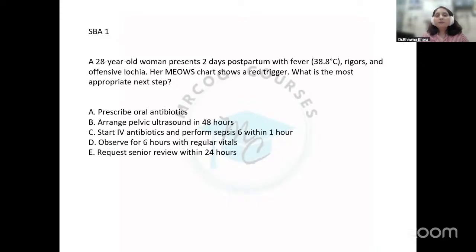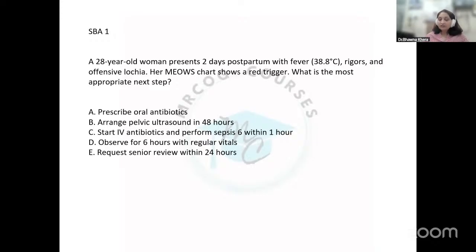A 28-year-old woman presents 2 days postpartum with fever, 38.8 degrees centigrade, rigors, and offensive lochia. Now her MEOWS chart shows a red trigger. What is the most appropriate next step? A 28-year-old woman presents 2 days postpartum with fever, rigors and offensive lochia. Her MEOWS chart shows a red trigger. What is the most important next step?